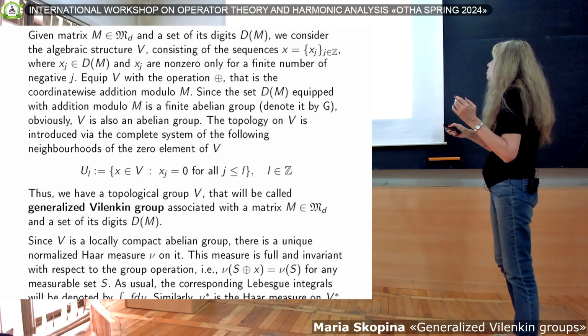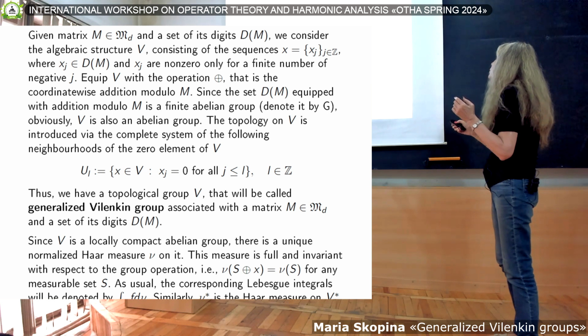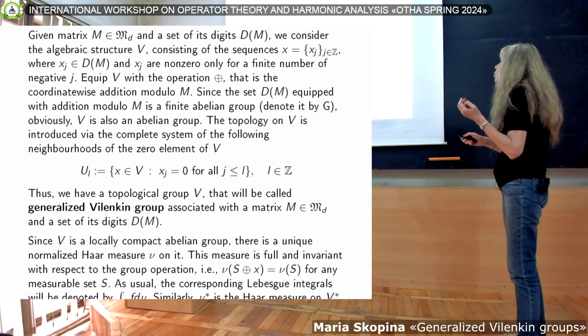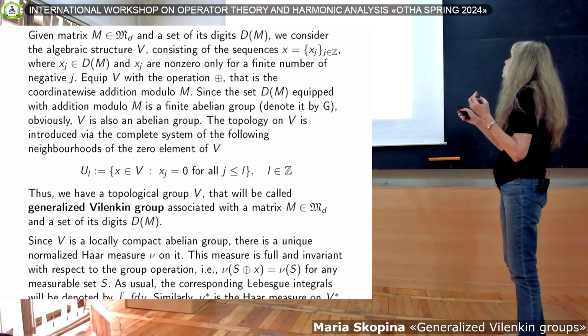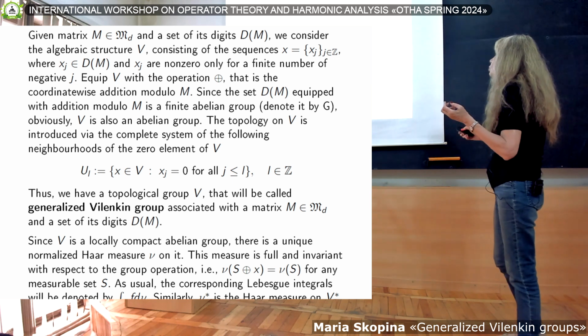Next, we need a topology. A topology on V is introduced with a complete set of the following neighborhoods. Here they are, and so we have a topological group V that will be called the generalized Vilenkin group associated with a matrix M, or with the corresponding group, but not for all groups.